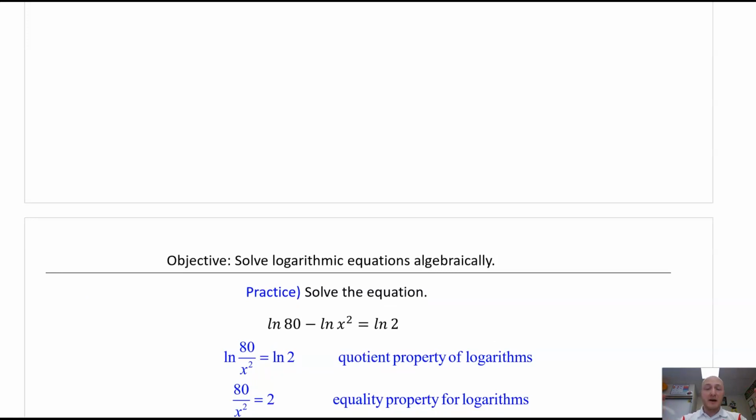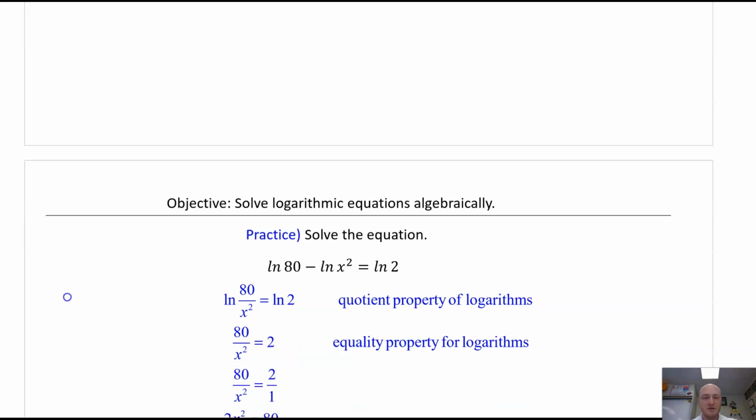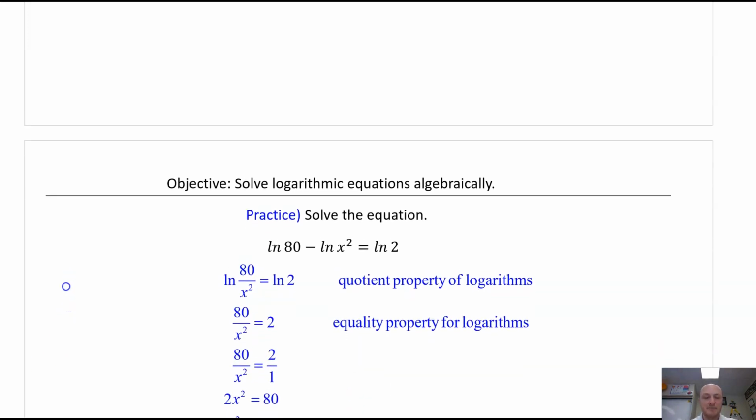A lot of people freak out at this stage. They say, hey, I have my variable in the denominator. This doesn't look right. Am I doing this wrong? It's okay. How do you pull something out of a denominator? Or how do you clear a denominator? Well, what's the inverse of division? Multiply. I just multiply each side by x squared. So we get 2x squared equals 80.